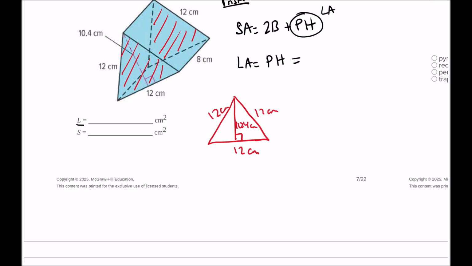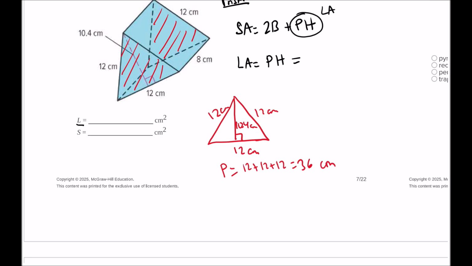Now we only need to find the perimeter of this triangle, so we do not need the 10.4 for the lateral area. So let's go ahead and find the perimeter. The perimeter is when you add up the three sides of the shape. So we have 12 plus 12 plus 12. That's 36 centimeters. So we can plug that in for the perimeter.